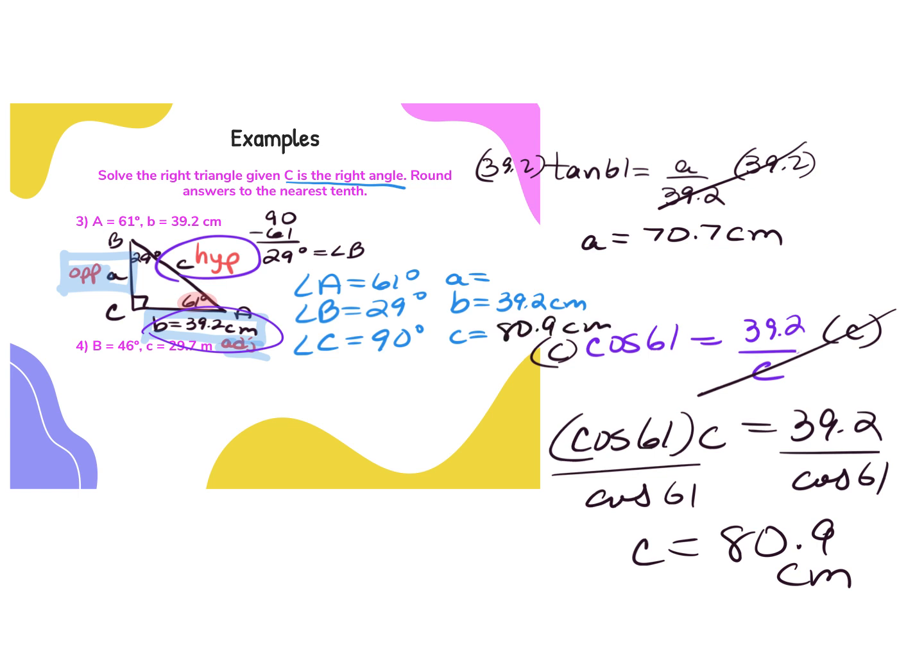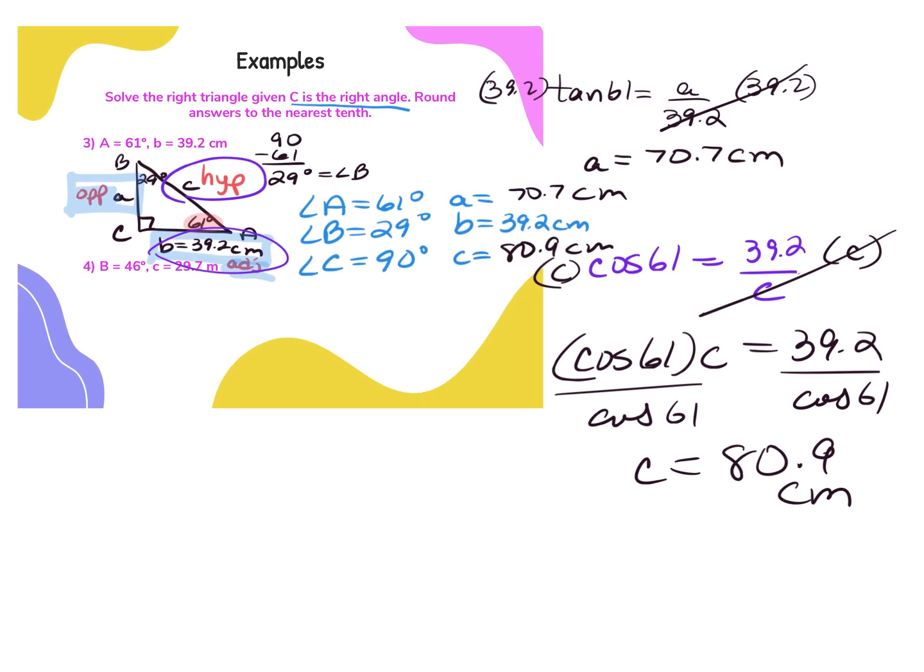And again, it's making sense. The hypotenuse should be the biggest. And the 70.7 was across from the medium size angle, and the 39.2, the given, was across from the smallest angle. So it makes sense.